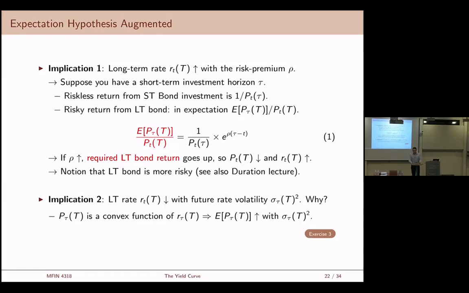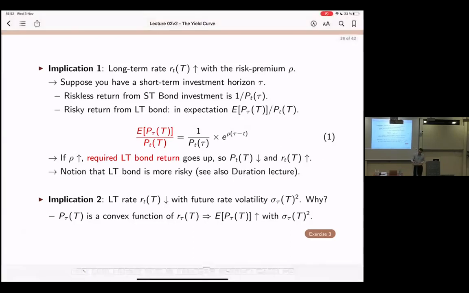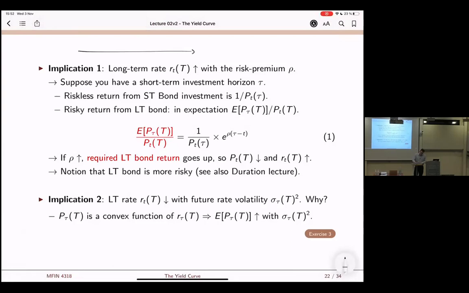Okay, so what we said is that the long-term rate increases with the risk premium, right? So the way to rationalize this now is that we're going to think about somebody who has a short-term investment horizon. Okay, so you invest at T, and tau is the date when you want to cash out, right? So this is my short-term investment horizon.